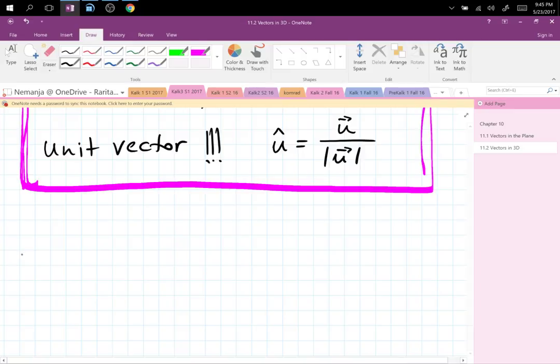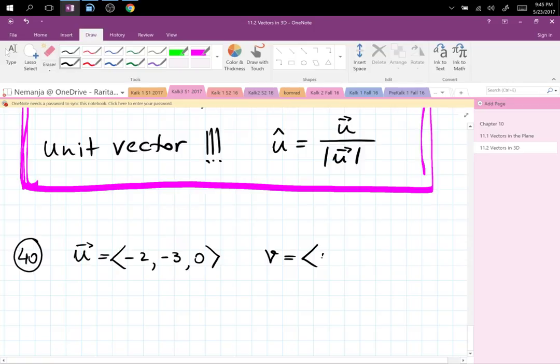So problem 40. U is given as -2, -3, 0. And V is given as 1, 2, 1. Compute the magnitude of U plus 3V.